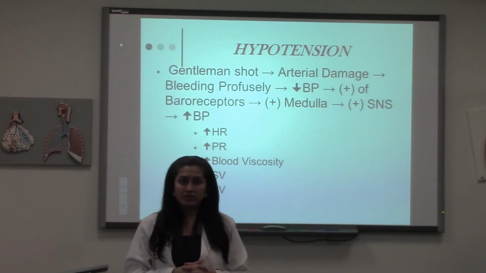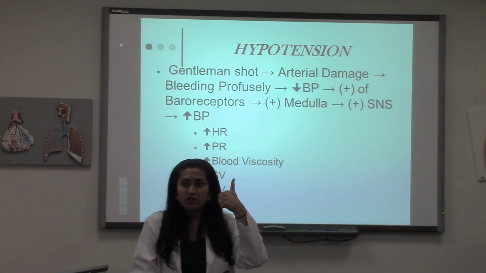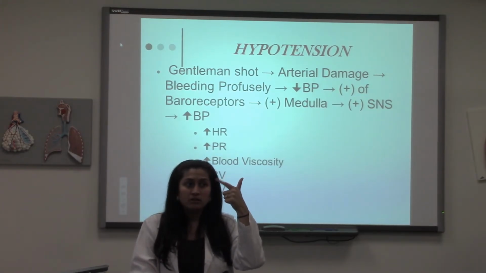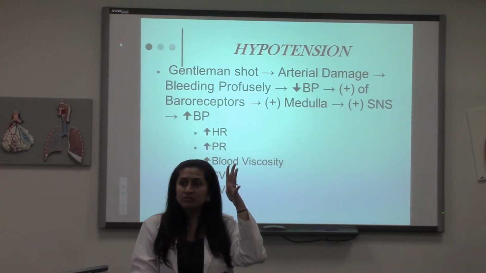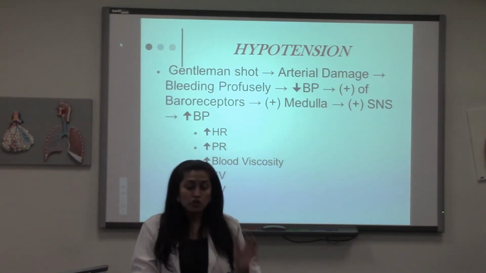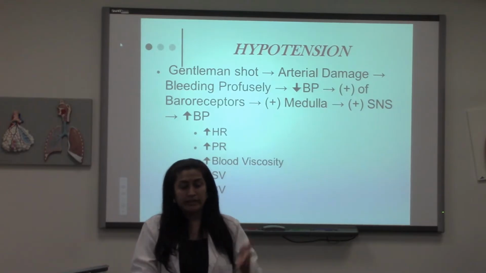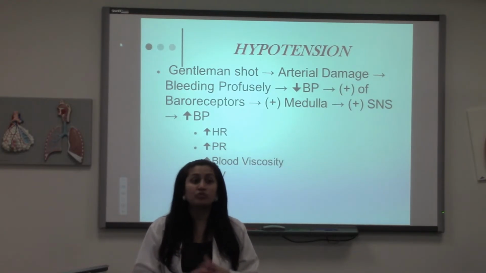What were the different parameters? Give me one. Heart rate. Another one? Blood volume. Another one? Stroke volume. Fourth? Peripheral resistance. Fifth? Blood viscosity. So we're going to see exactly how each parameter is increased. We're going to just focus on hypotension right now.